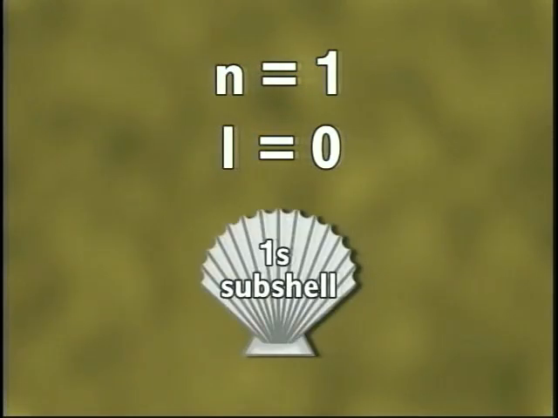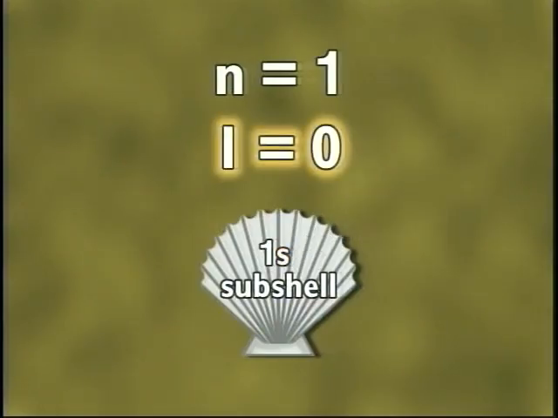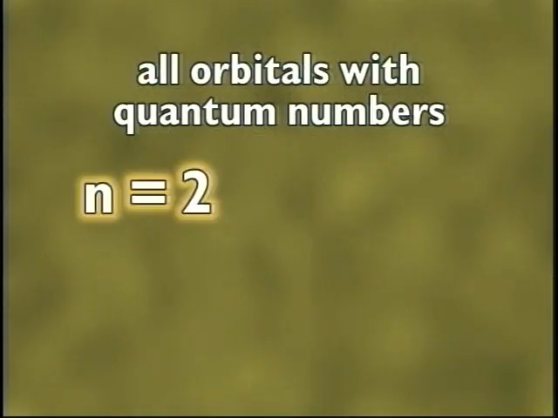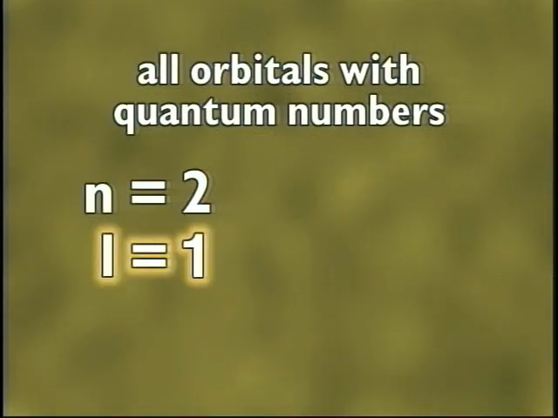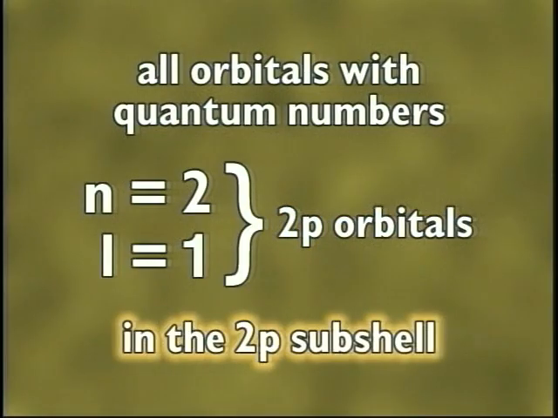So, for instance, if there is one orbital with the quantum numbers n equal to 1 and L equal to 0, we say this orbital makes up the 1s subshell. Remember, the letter S in 1s stands for the L value, which in this case is 0. Here's another example. All orbitals with the quantum numbers n equal to 2 and L equal to 1 we call the 2p orbitals, and we say they are in the 2p subshell.